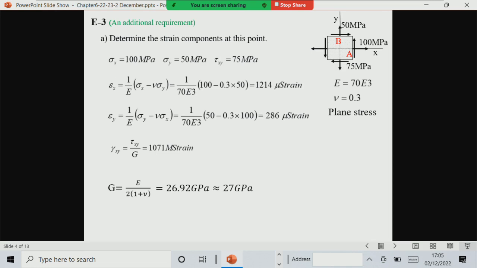Any questions in relation to this example? I solved a similar example at the end of chapter 1 as well, which I briefly went through on Monday.